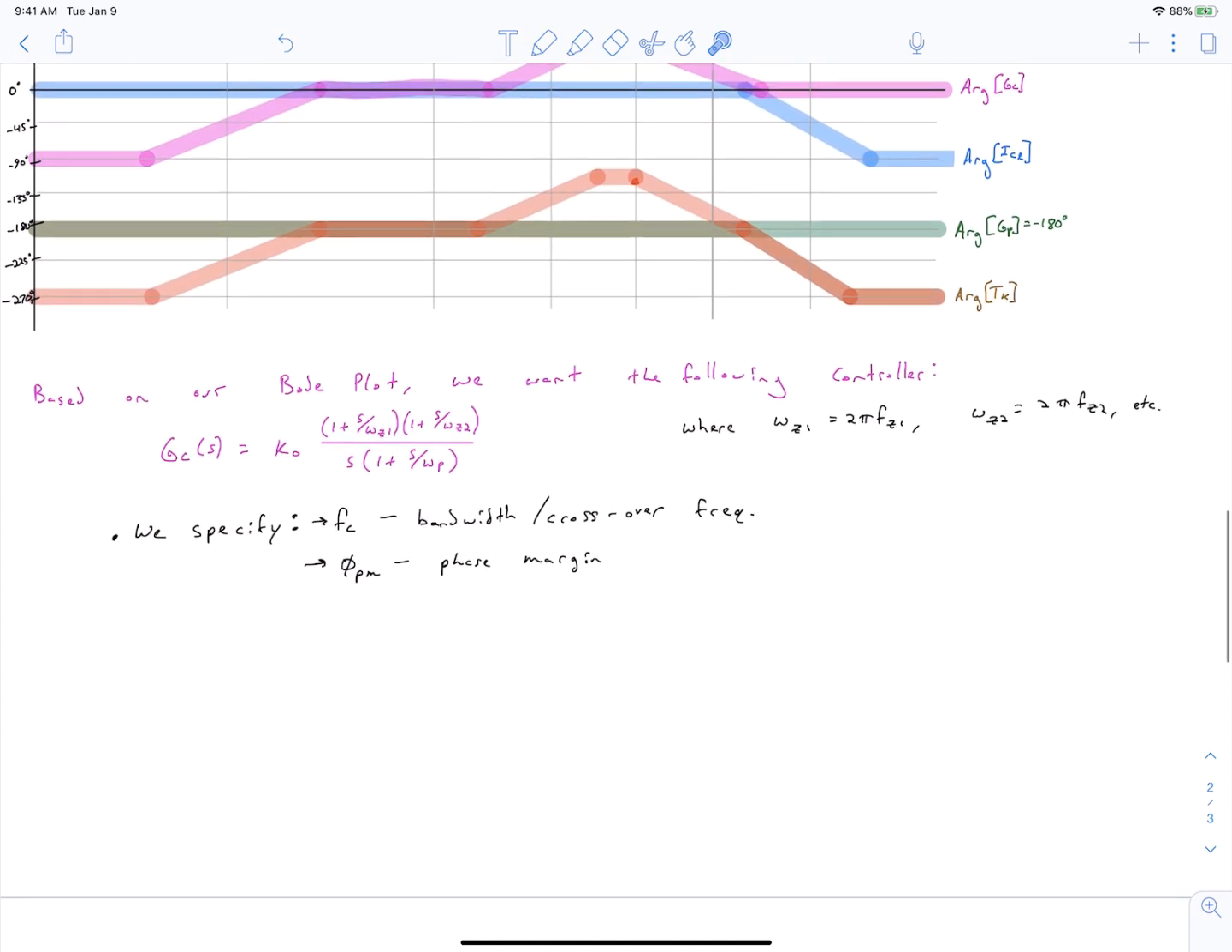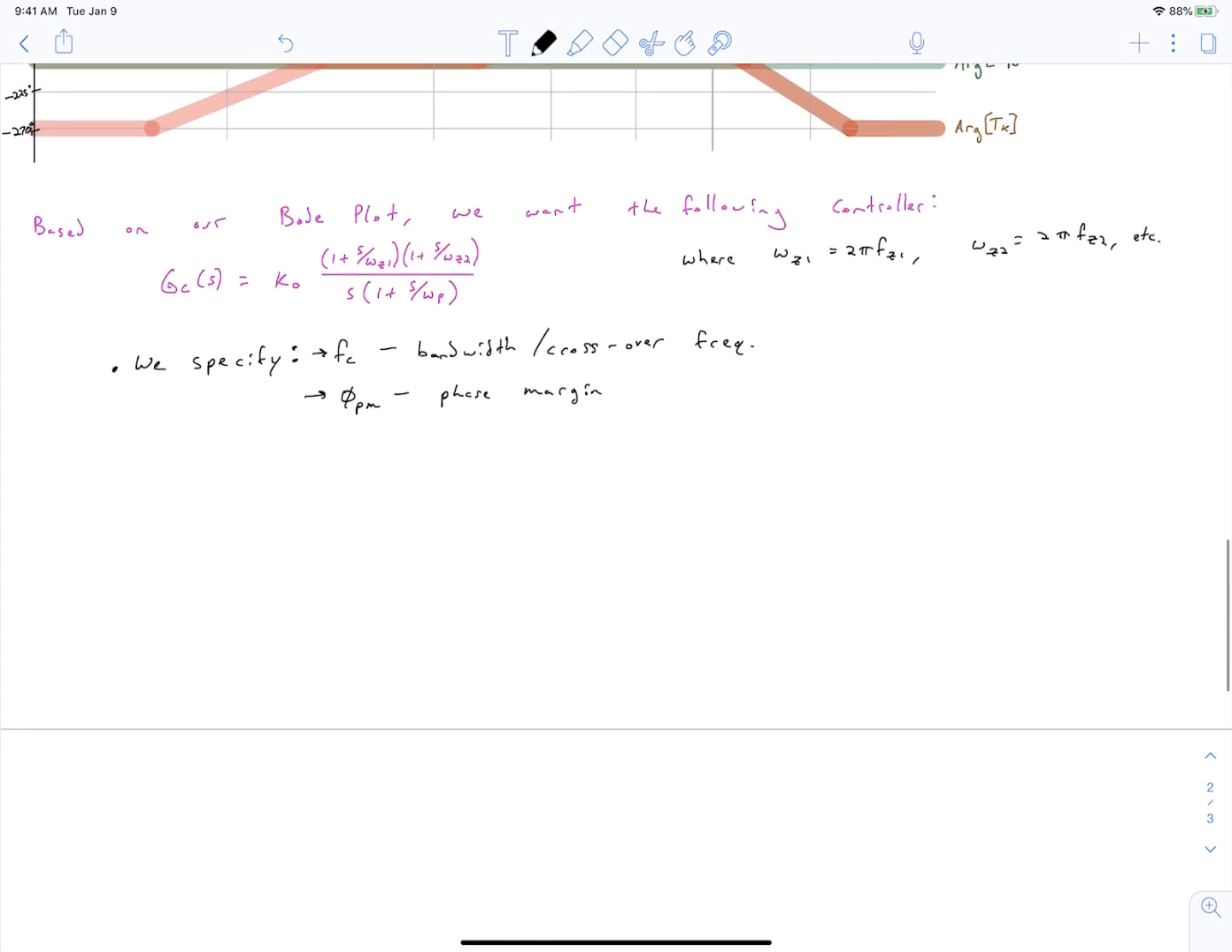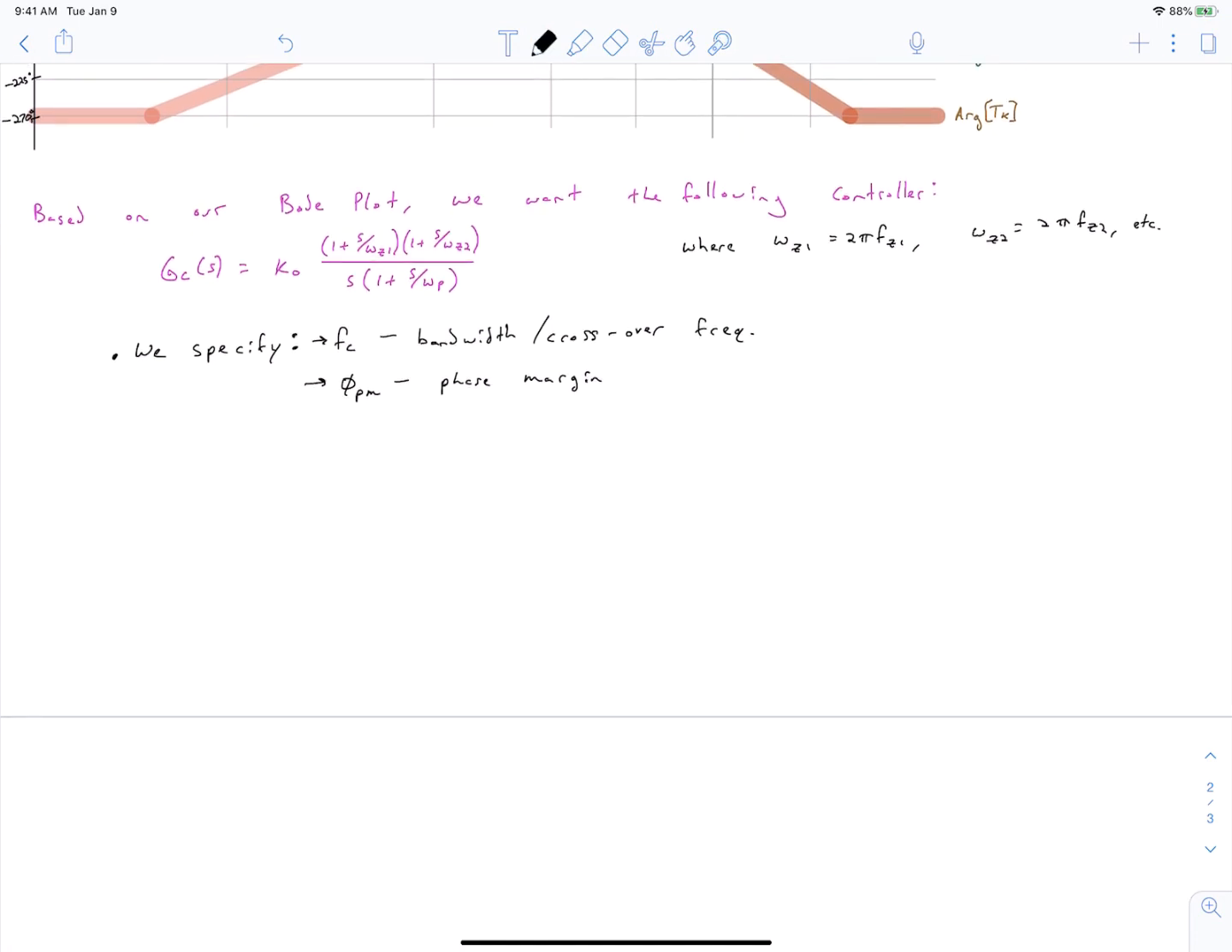So we're assuming that we know what bandwidth we need and what phase margin we need, and the question is, how do we get out all these zeros, poles, and this gain? So we have only 2 design constraints, which is FC and Phi-PM, but we have 4 variables, K0, omega Z1, omega Z2, and omega P. And so this is an under-constrained system. There are infinite right answers. I'm going to propose an approach that you can take to get a set of right answers, and then from there you'd have to tune it.